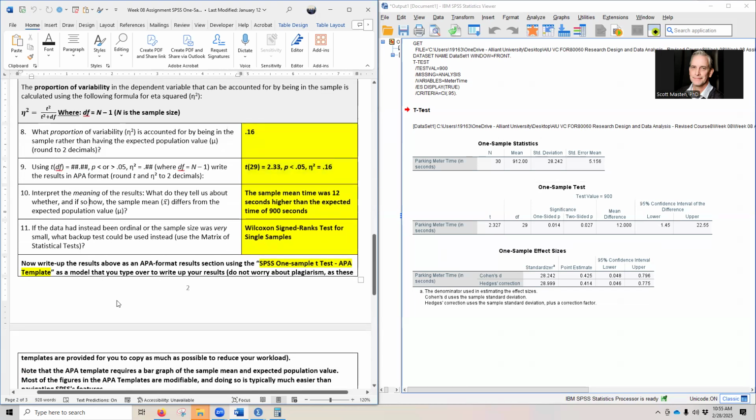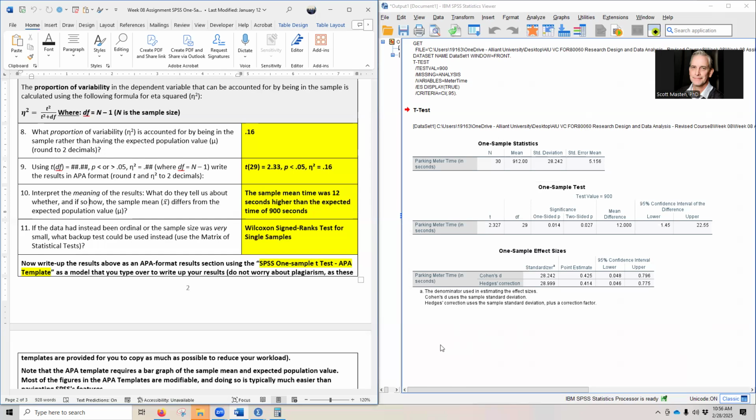What's the meaning? What would you tell grandma? To answer that question, we know that there's a significant difference between the sample mean of 9.12 and the expected value of 900. We know it's significant, so we can actually talk about what the difference is. Well, this one's higher by 12 seconds than what's expected for your 25 cents, right? So the conclusion, or what you tell grandma, is there is a significant difference between what the city says they're going to give you and what they give you. In fact, they give you 12 seconds more time on average, and that's that mean difference.